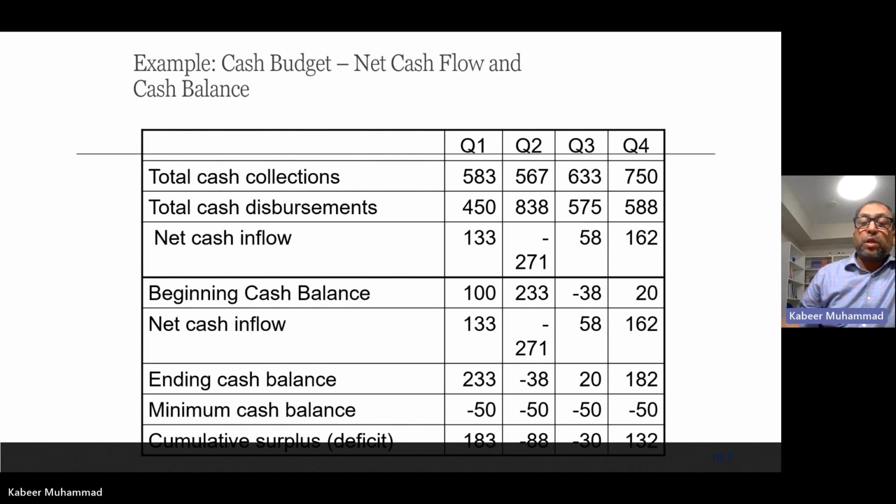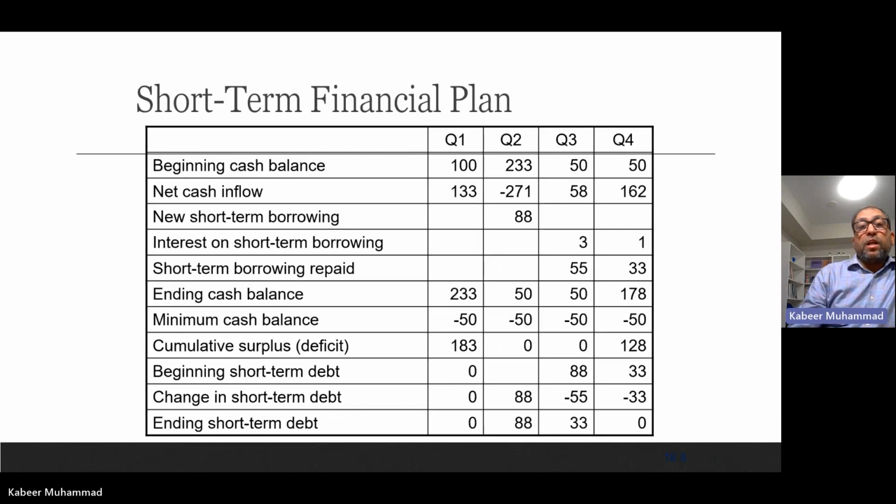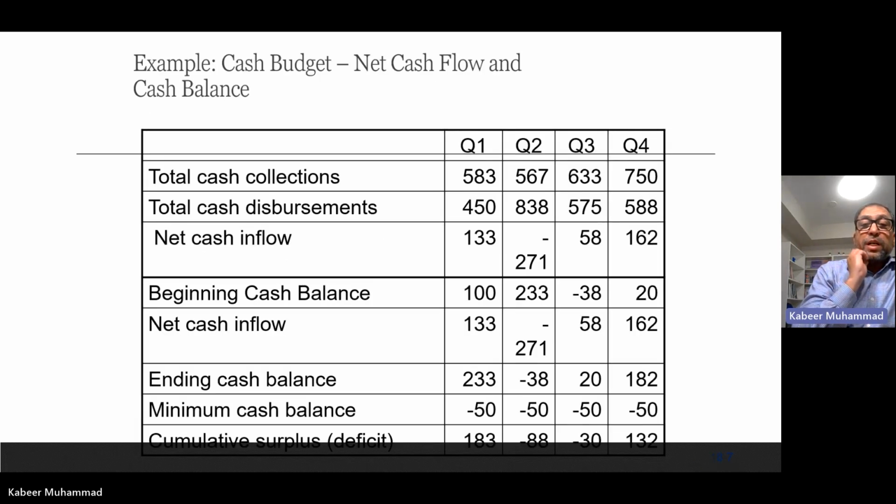We want that it should be of a 50 level. So we have an excess, or we can say a surplus, of 183. Then we did the same thing in the second column, and we see that we have a negative 88, then a negative 30, and in the final fourth quarter, a positive 162. So in the first quarter, we need to place this 183 cash so that we can generate some interest on it.